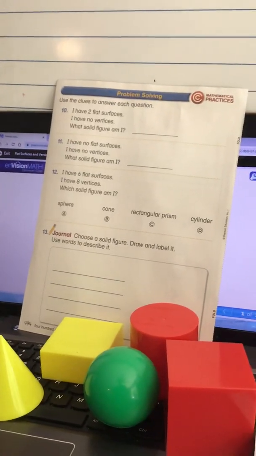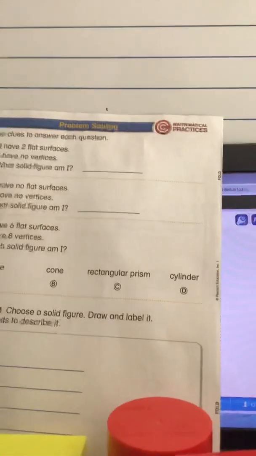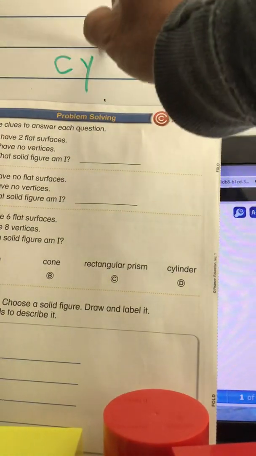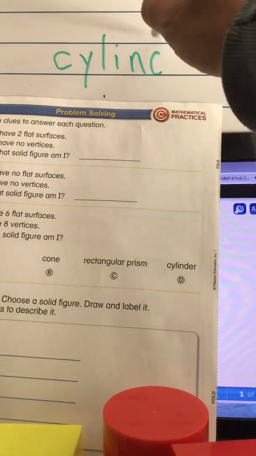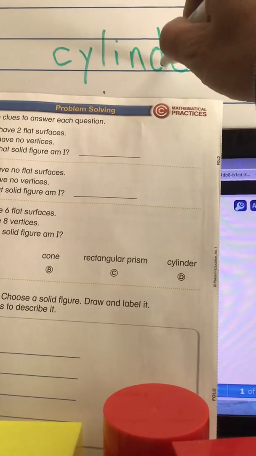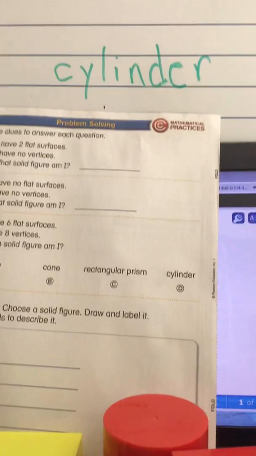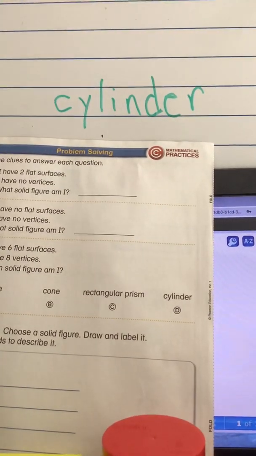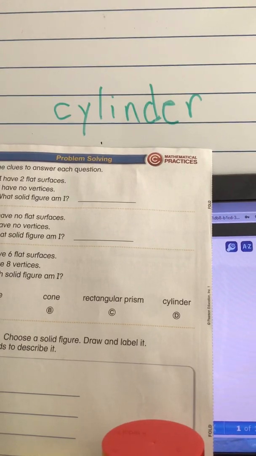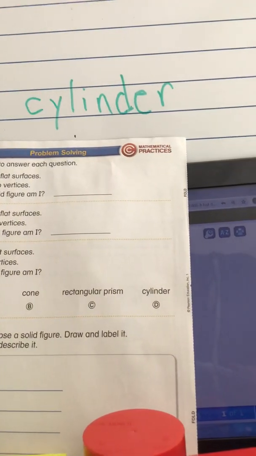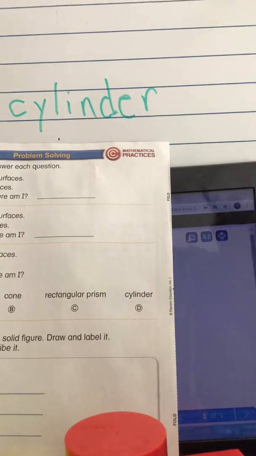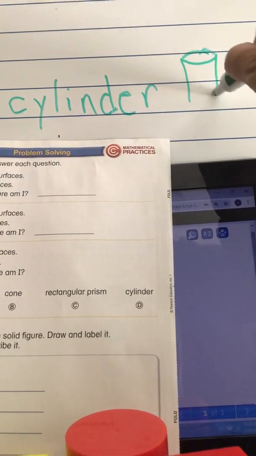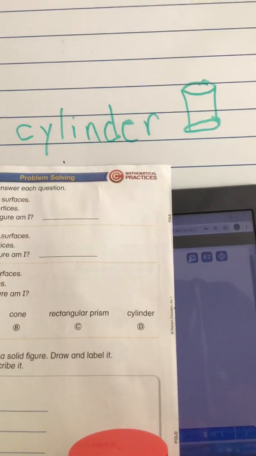Well, that is the cylinder that we talked about. So we can write cylinder. Cylinder has C making the S sound. It also has Y making the I sound. Cylinder. Bossy R at the end for ER, cylinder. So you can write it by copying mine. If you want to draw a picture, also remember how we draw the cylinder. Mine's not so great there.